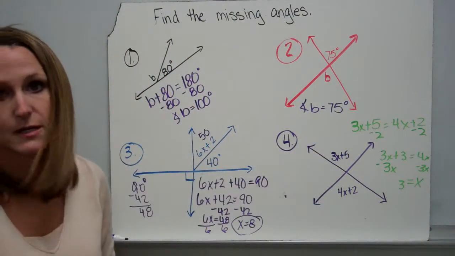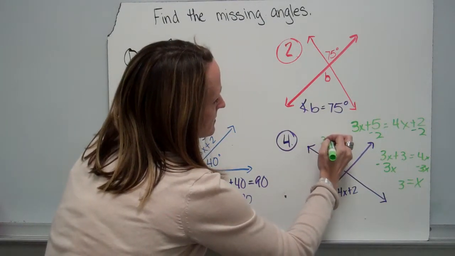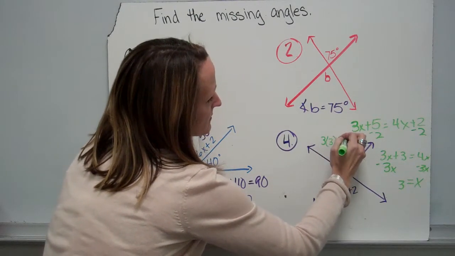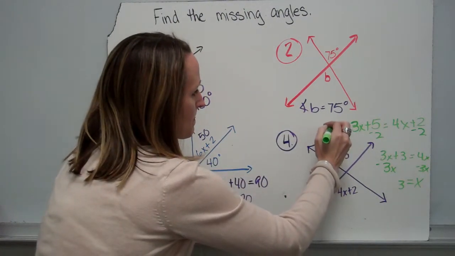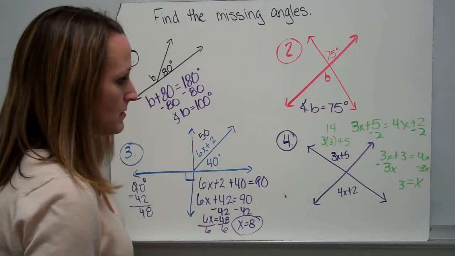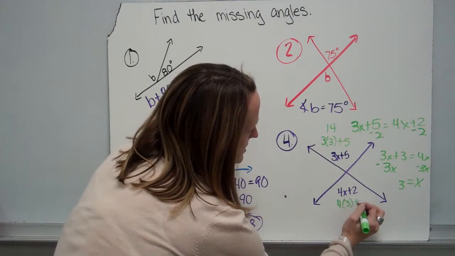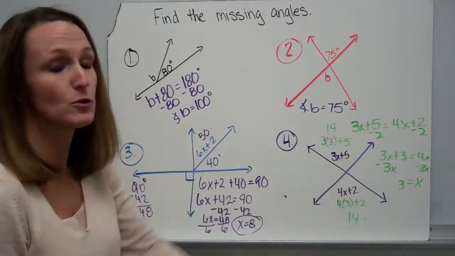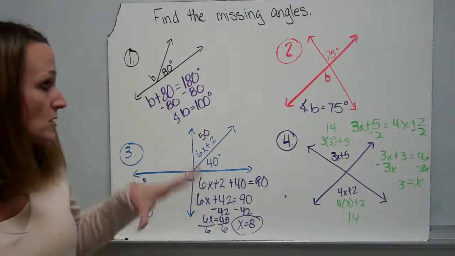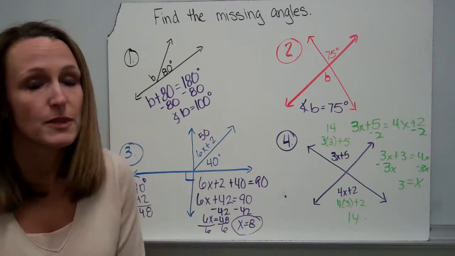So let's go back and plug it in and make sure it worked. So if I plugged in 3 times 3 plus 5, 9 plus 5 is 14. And if I plugged in 4 times 3 plus 2, it's also 14. 14 equals 14, so we're good. So this is how we can apply some of those angle relationships and use them within geometry.